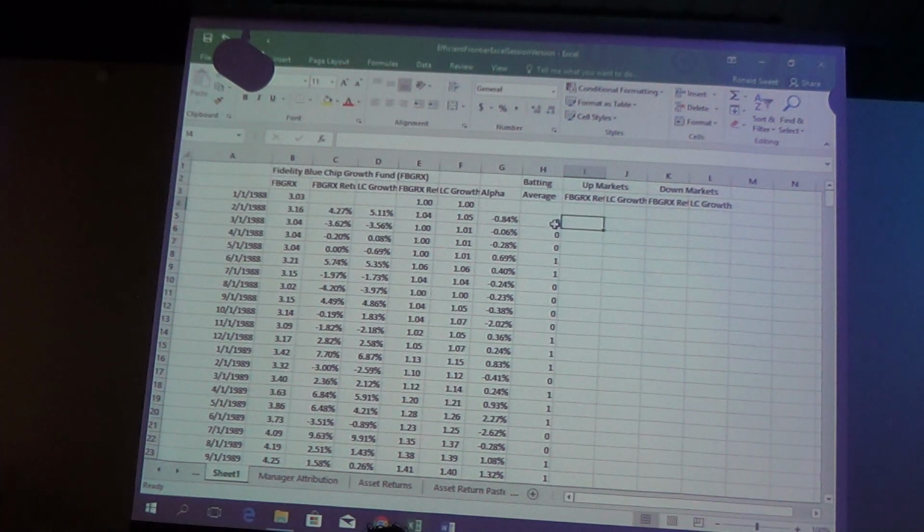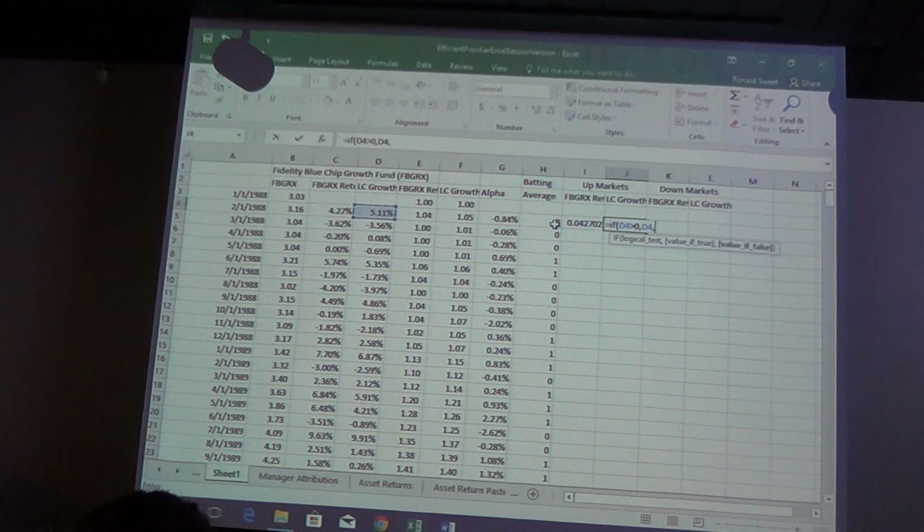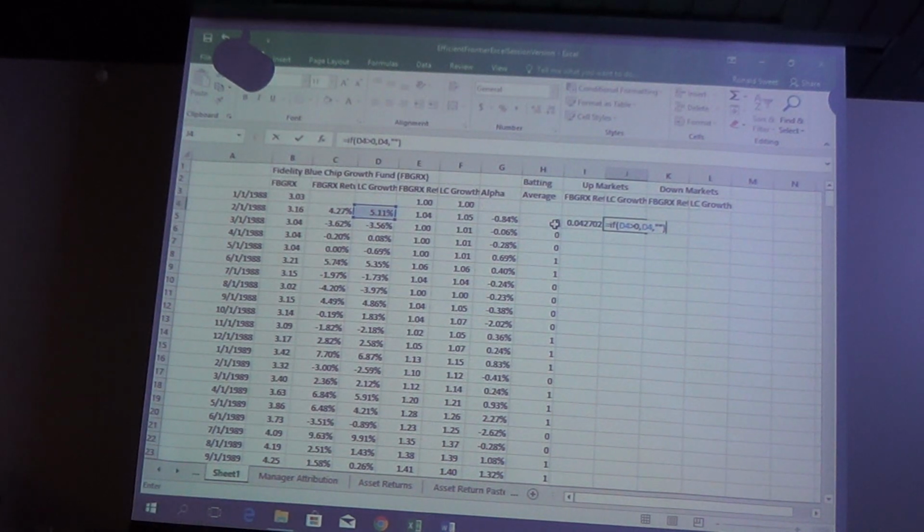So what is an up market? An up market is not when the fund is up. An up market is when the index is up. All right? And a down market is when the index is down. So we're going to say if the market is greater than 0, then give me the fund's return. Otherwise, two quotes, give me nothing. Same thing with the market. If the market is greater than 0, give me the market. Otherwise, give me nothing. Don't say 0, because we're going to be taking averages. We need to make sure there's nothing in that cell.